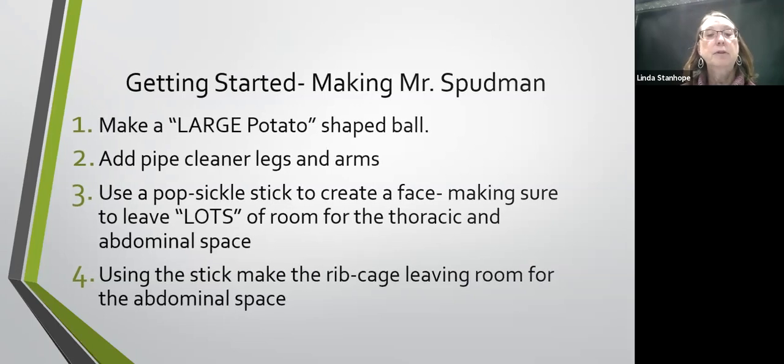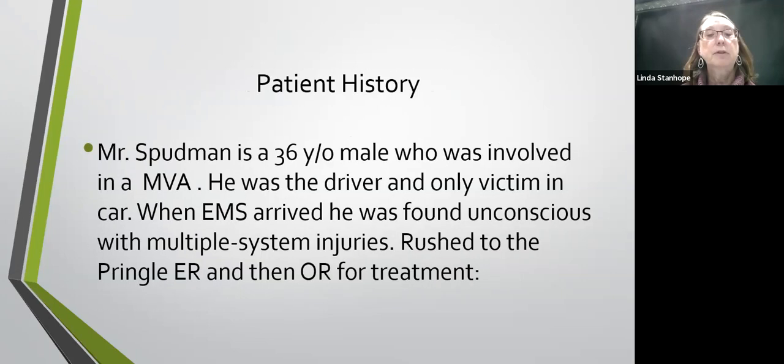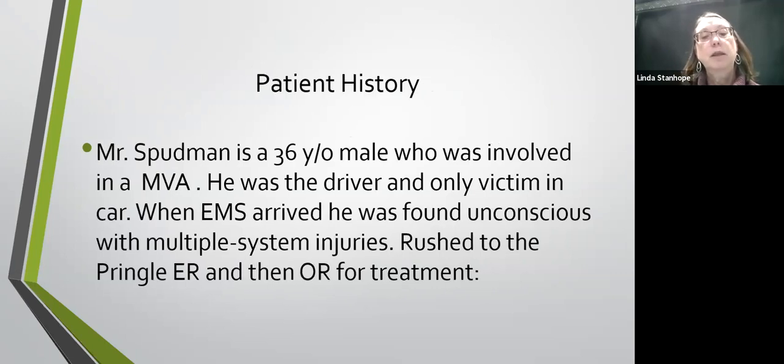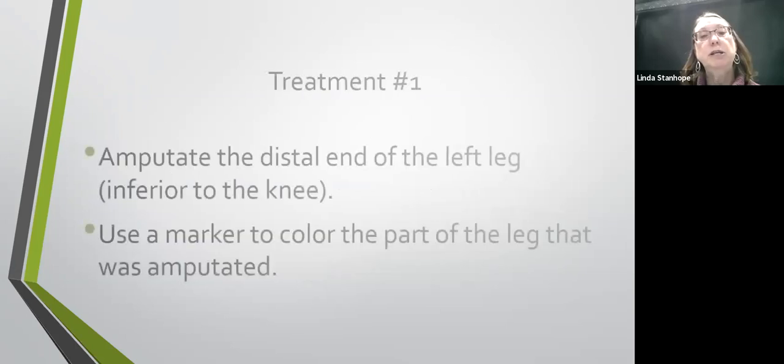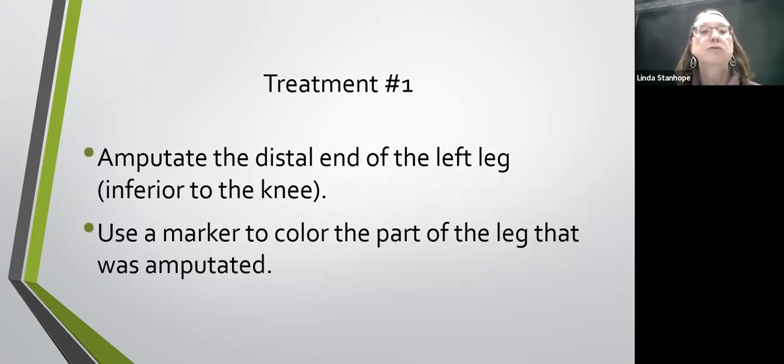Then I give them a patient history of what was going on with their patient. Mr. Spudman is a 36-year-old male who was involved in a motor vehicle accident. He was the driver and the only victim. So I've just given them a little storyline of what's going on. They rush him into the OR, and the first treatment that needs to happen is to amputate the distal end of the left leg, inferior to the knee. In order to do that, they use a marker to color the part of the leg that was amputated.